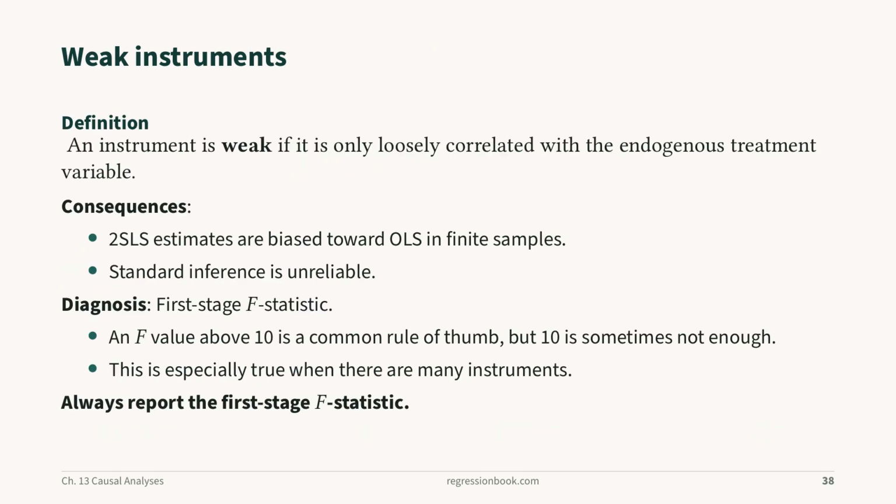A weak instrument changes treatment only slightly. In finite samples, the two-stage estimate is then biased toward ordinary least squares, and its standard errors are unreliable. The first-stage statistic is a diagnostic. A value above 10 is only a common screening rule, and with many instruments, much stronger evidence may be needed. Always report the first stage, but do not confuse strength with validity. An instrument can be strong, excluded by the model, and still violate the causal design.